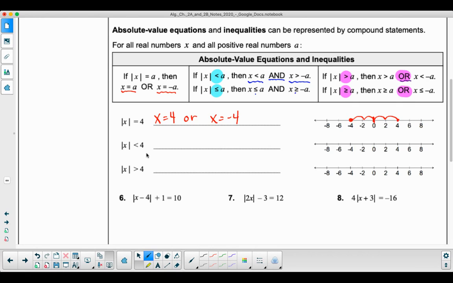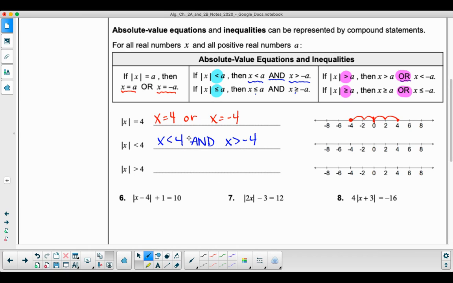All right, so let's start with something just basic. Absolute value of x is less than 4. Since we have a less than symbol, I'm going to write it as x is less than 4 and x is greater than negative 4. So x is less than 4 and x is greater than negative 4.